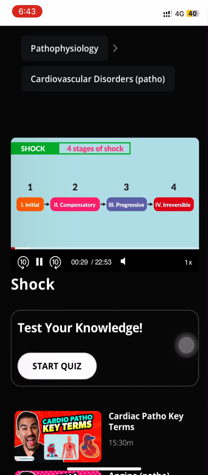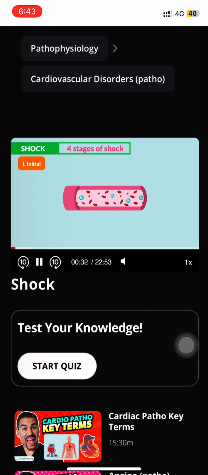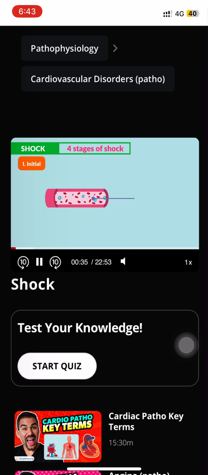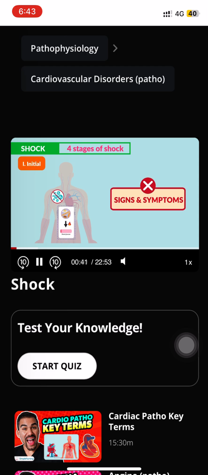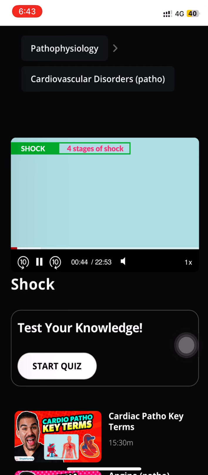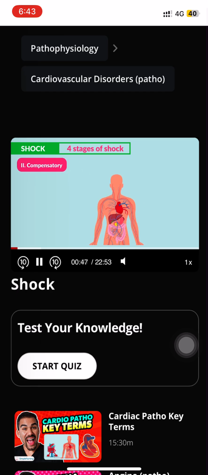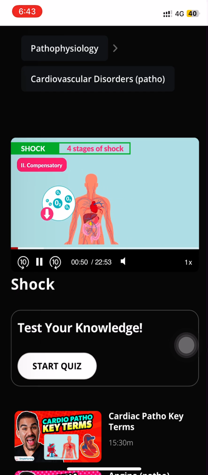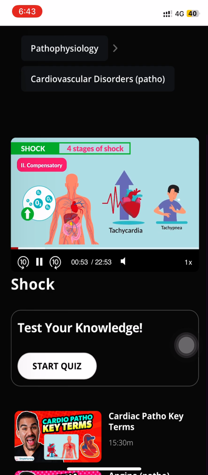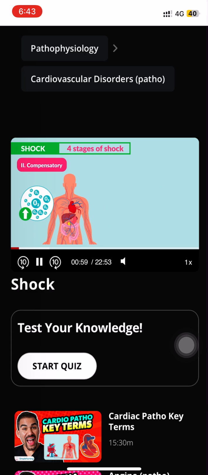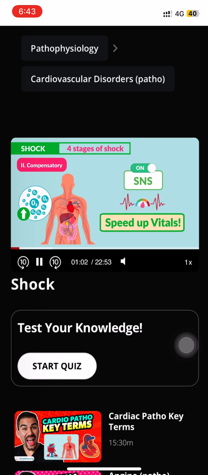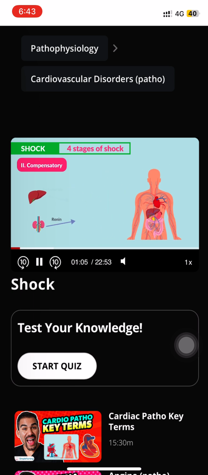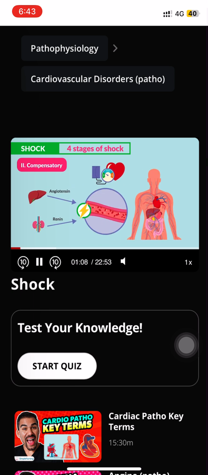Now for the 4 stages of shock. First is the initial stage. There's too little oxygen in the blood to feed the organs, resulting in anaerobic metabolism, meaning metabolism without oxygen. But the signs and symptoms are absent in this stage. Now the second is compensatory stage. This is where the body is trying to compensate for that low oxygen. So the heart will pump faster going into tachycardia, the respiratory rate will increase to get more oxygen, so we see tachypnea, and the body compensates with the sympathetic nervous system to speed up the vital signs, and the renin-angiotensin activation to maintain blood pressure and oxygenation, to keep the organs perfused.